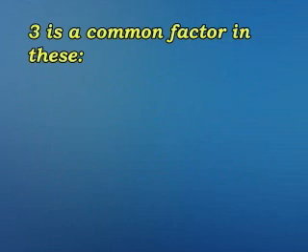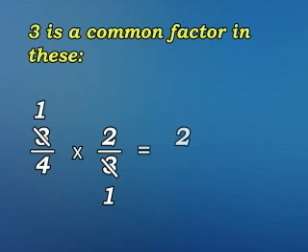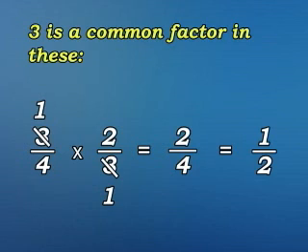3 is a common factor. 3 over 4 multiplied by 2 over 3. Can you see the 3's? We can cancel them out. So that becomes 1 times 2 is 2, and 4 times 1 is 4. 2 over 4, in its simplest form, that becomes 1 over 2, 1/2.